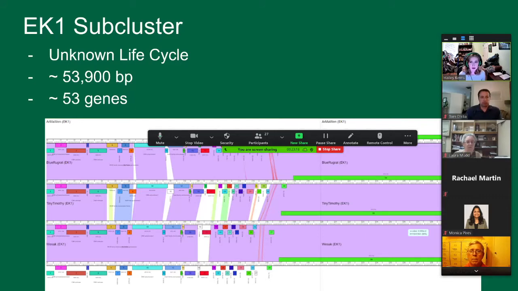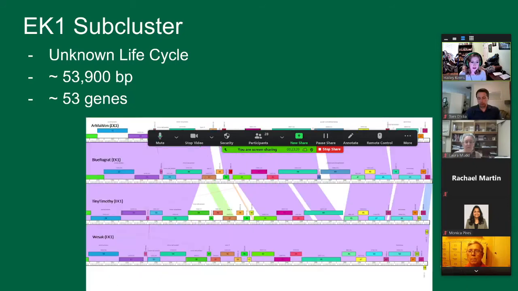Moving on to the EK1 subcluster, we worked with Blue Rugrat and Wessick and compared them against Armawen and Tiny Timothy. What's special about the EK subclusters is that they have an unknown life cycle. Compared to the other phage that I've listed before, they've had a lytic life cycle, while these could be known as lysogenic life cycles. The EK1s are around 53,900 base pairs and have about 53 genes. As you can see going through, they're super similar to one another.